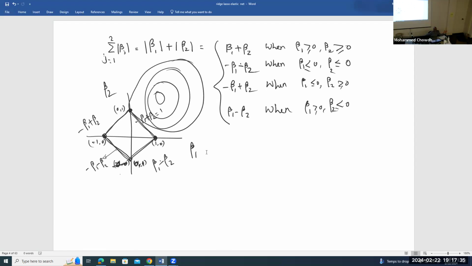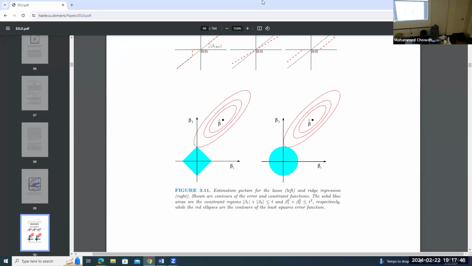So for example, let me again discuss these things. In this case, it is coming to here, and in this case, reduction takes place in here, but as it goes through this, beta 1 is kicked out immediately.